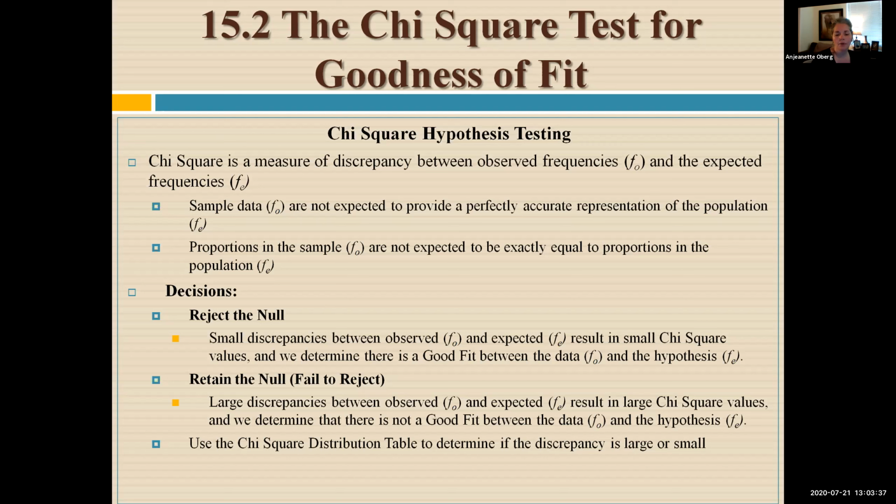And so actually we retain the null. With large discrepancies, we are going to actually reject the null. So the null is going to say there's no differences between our sample and our population, and the alternate is going to say we expect it to differ, okay?